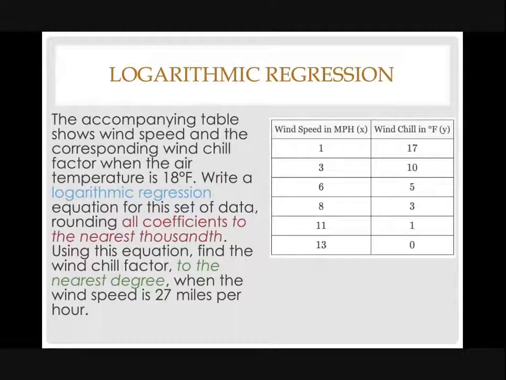So now a logarithmic regression. The accompanying table shows the wind speed and the corresponding wind chill factor when the air is 18 degrees Fahrenheit. Write a logarithmic regression equation for the set of data, rounding all coefficients to the nearest thousandth. Using this equation, find the wind chill factor to the nearest degree when the wind speed is 27 miles per hour.